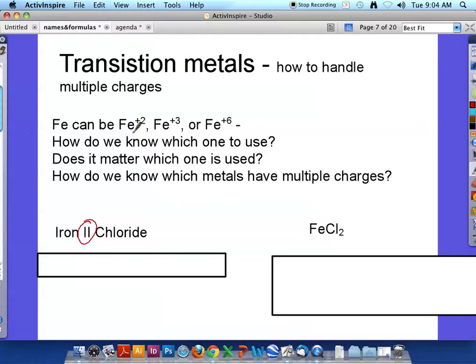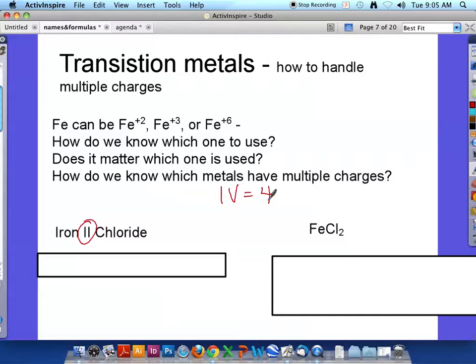Now, I don't know what your feelings of Roman numerals are, but don't panic, because the highest number Roman numeral that you will need to know is 4. So 1 is 1 line, I. 2 is 2 lines, 3 is 3 lines, and 4 is IV. This is the most complicated Roman numeral that you need to know.